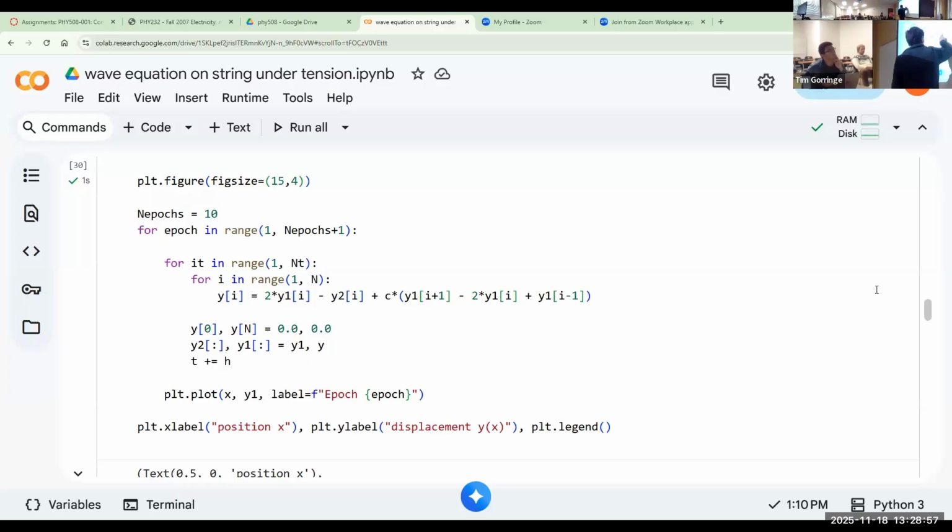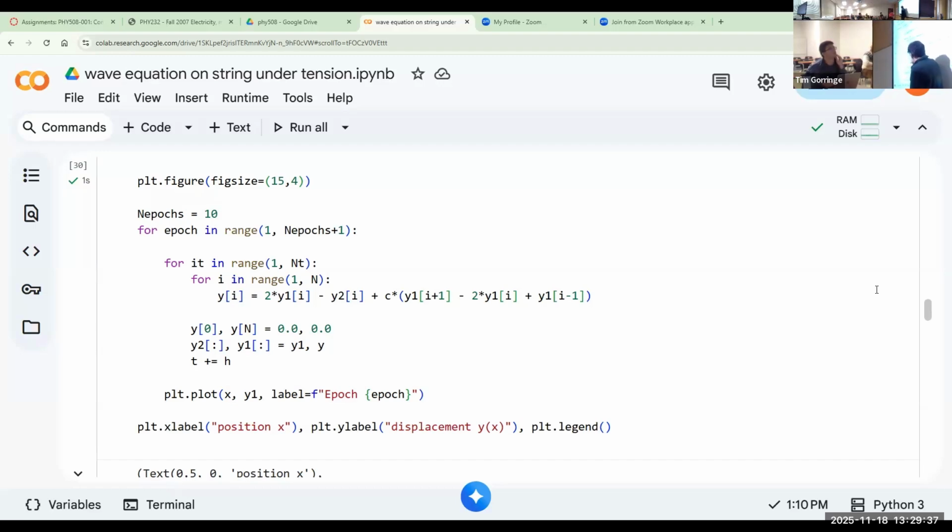Y1 appears a number of times, and it appears at the location of Y to the left and right. Y1 is the current location, right? And then this Y2 here is the prior location. Y2 only appears at the location I, not I plus 1 and I minus 1. So Y2 is prior, Y1 is current, and Y is future.